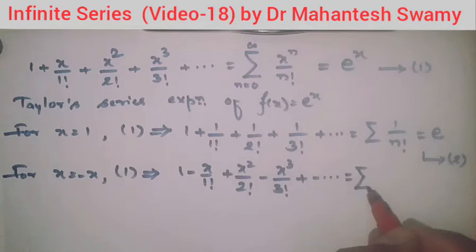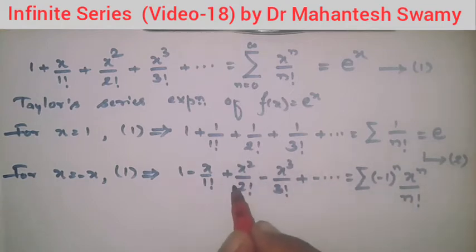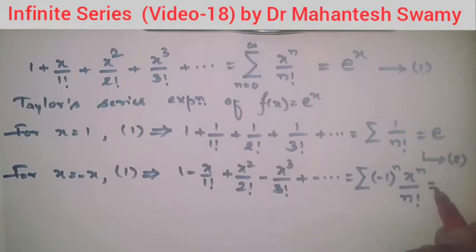We are going to get summation minus 1 to the power n. Because n is running from 0 to infinity, we take minus 1 to the power n into x to the power n divided by n factorial, and the value of this alternating series is again e to the power of minus x. We can directly write this by looking at the Taylor series expansion of the function e to the power of minus x. So we have these three series right now in our hand.